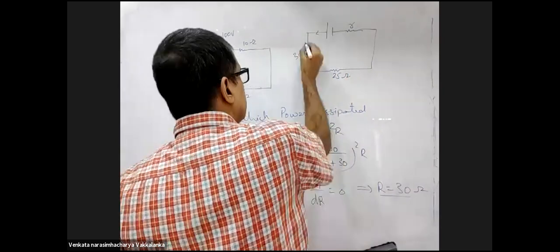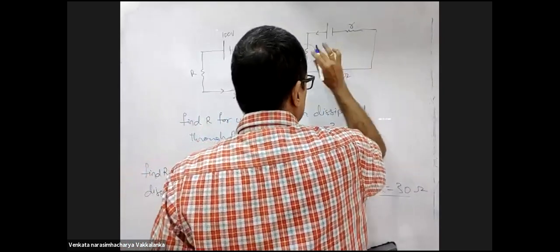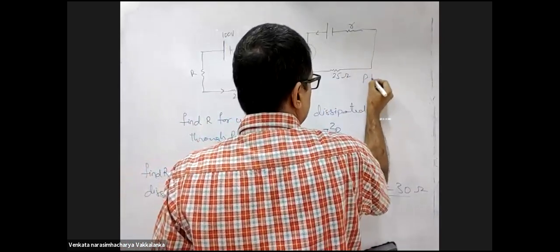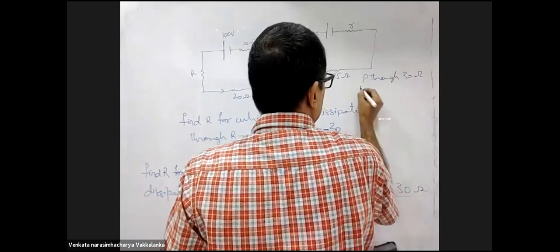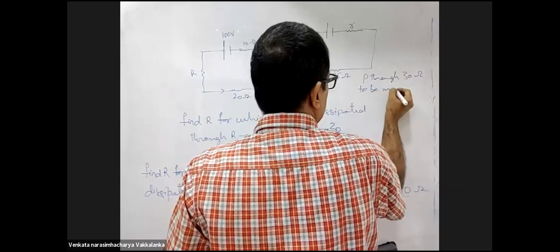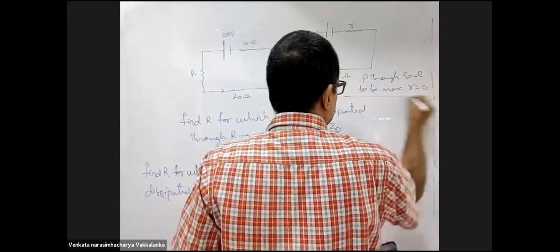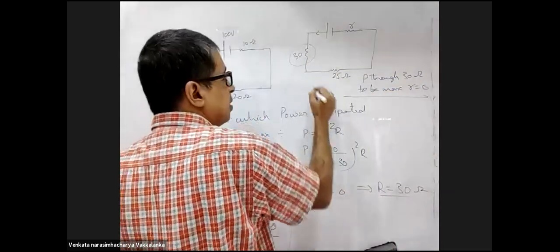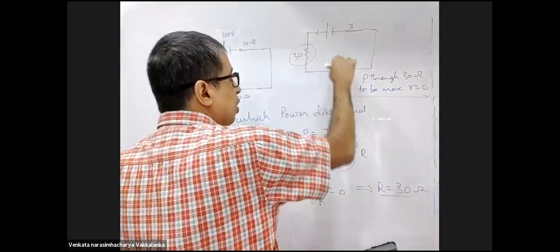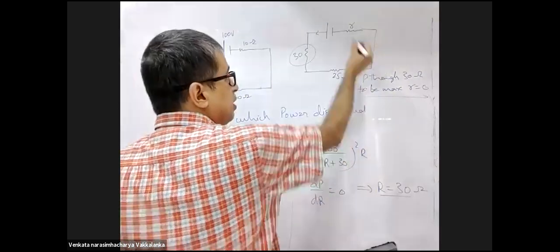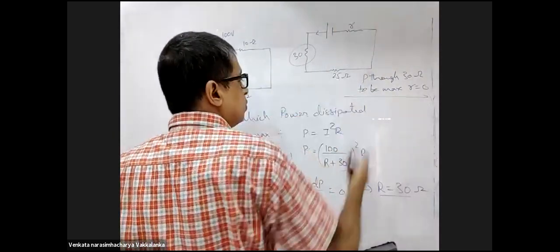30 ohm. Maximum power through this means current should be maximum. For power through 30 ohm to be maximum, small r should be 0. If power through this should be maximum, R is fixed, right? So I should be maximum. I is maximum when small r is 0.